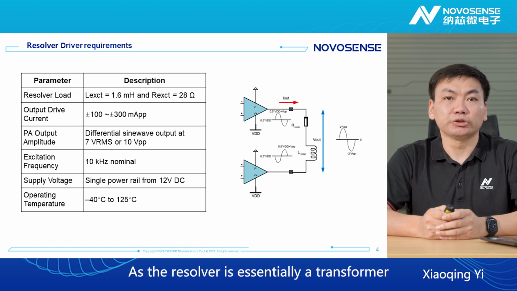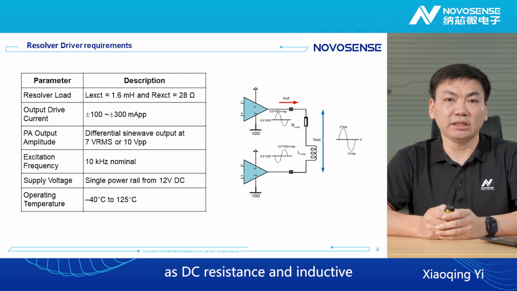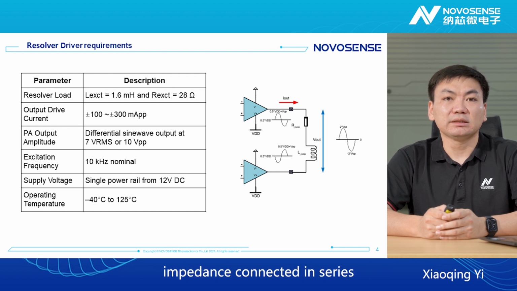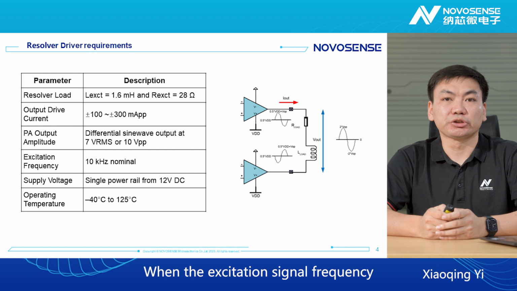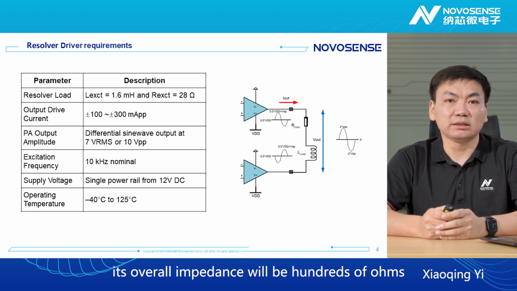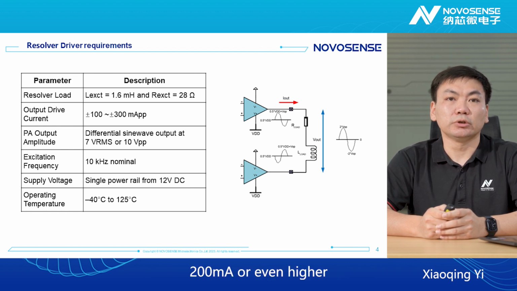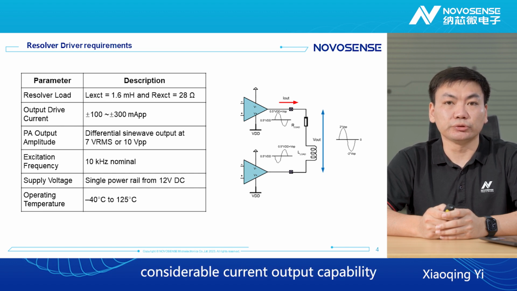As a resolver is essentially a transformer, its impedance can generally be abstracted as DC resistance and inductive impedance connected in series. When the excitation signal frequency is typically 10 kHz, its overall impedance will be hundreds of ohms. As a result, the excitation current on the primary side is relatively large, and the peak-to-peak value can reach plus or minus 100 mA, 200 mA, or even higher. Therefore, considerable current output capacity is required to achieve normal drive.